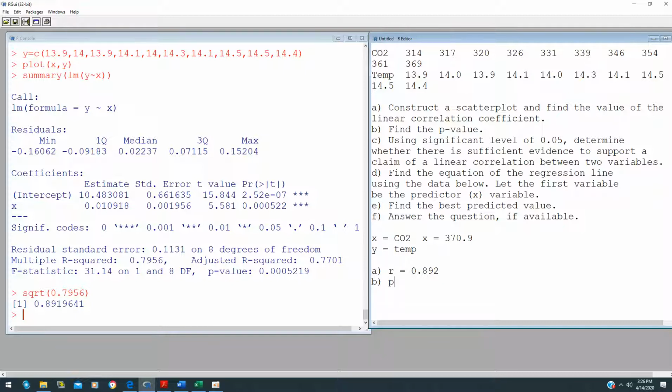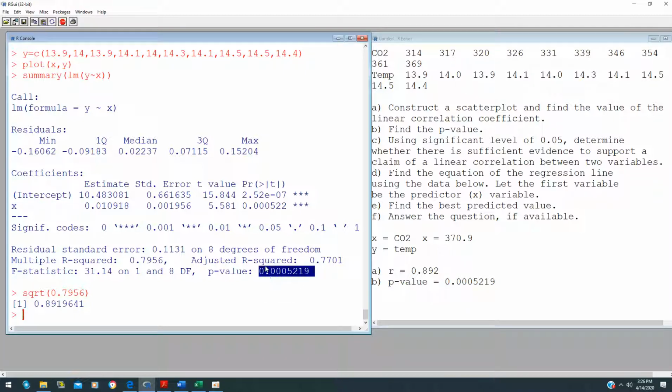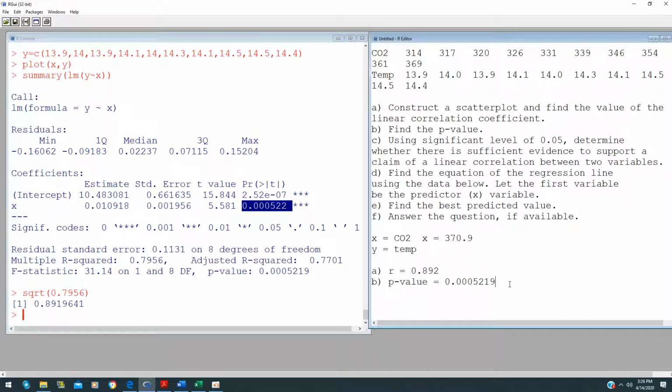Question B is asking us to find the p-value. So the p-value in this case is going to be 0.005219, which is either the last number here or the one that is right above it on the x row, for the p-value. So these are your p-values in this case.